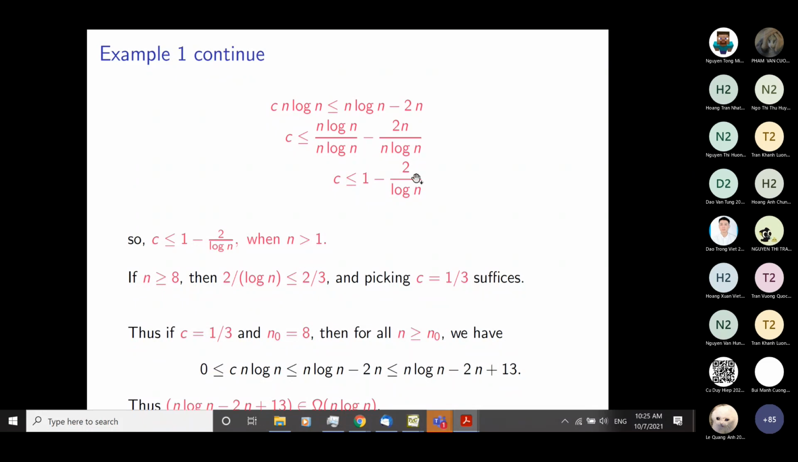This term here is going to get smaller and smaller as n increases. So if we start with n equal to 8 and C equal to 1/3, and after that we increase the value of n, this term is going to be smaller. So for any value of n greater than 8, this term is going to be positive, and we have this condition satisfied: C n log n smaller than n log n minus 2n plus 13.